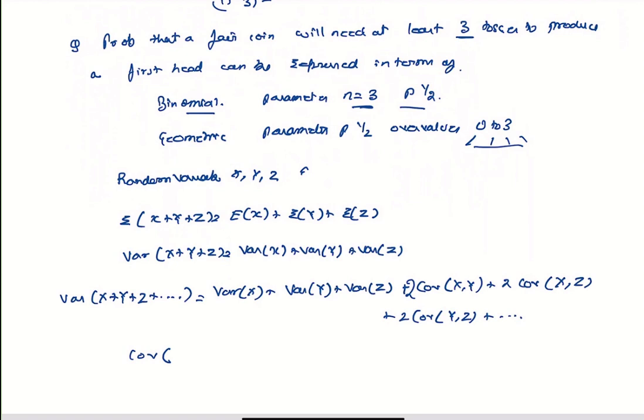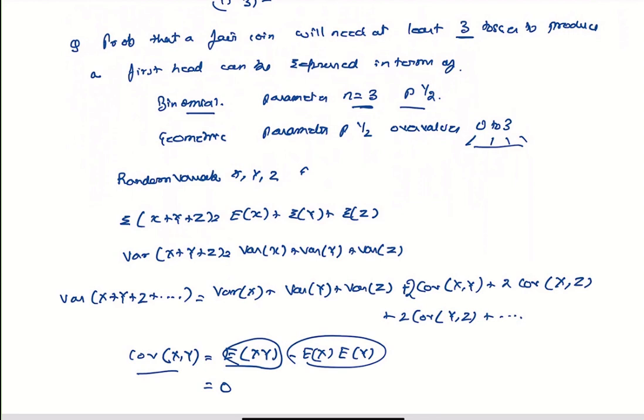And how do we calculate the covariance? The covariance of x and y is going to be expected value of xy minus expected value of x times expected value of y. And if x and y are independent, then covariance of x and y is going to be 0, because this is going to be the same as this, in which case all of this becomes 0. So it essentially becomes this, you just add them up.